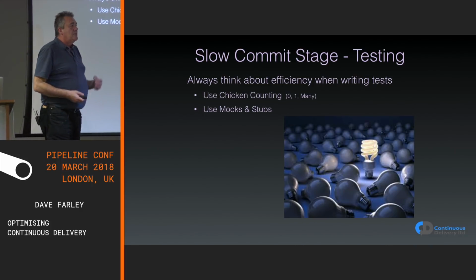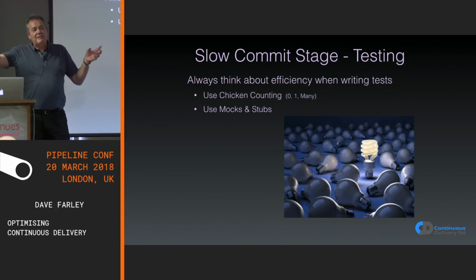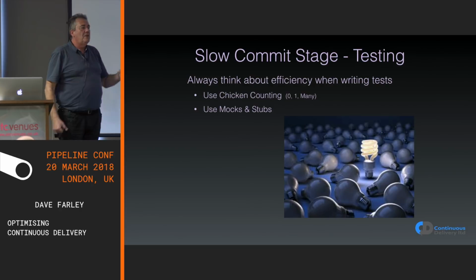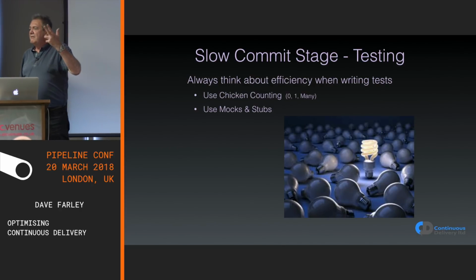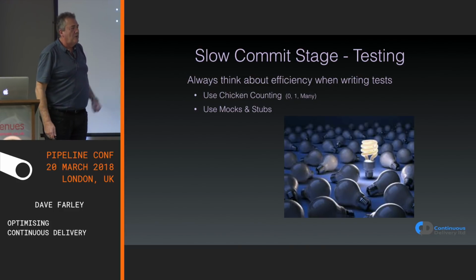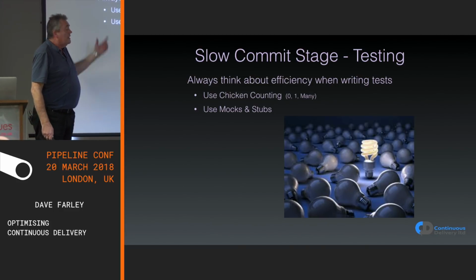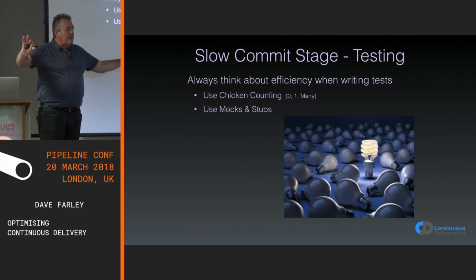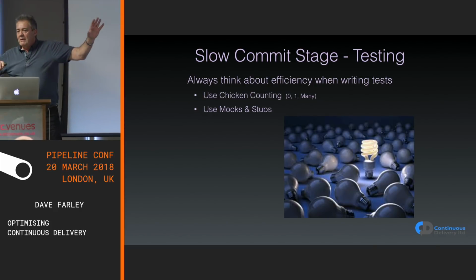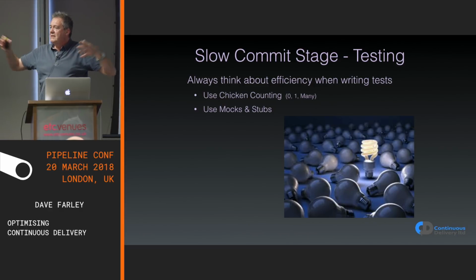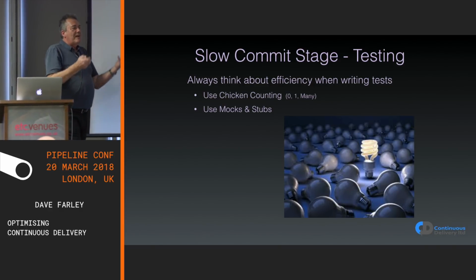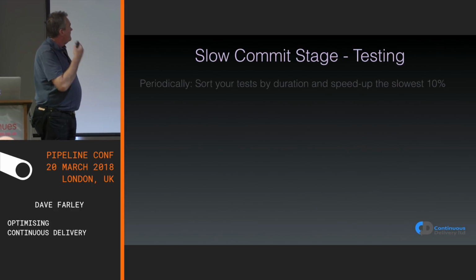Use chicken counting. Don't have tests that do thousands of iterations. 0, 1, or many. If you're iterating over a loop 3 times, that's enough to satisfy the 0, 1, or many criteria. Use mocks and stubs to fake out dependencies. Remember what I said before, never talk to the database or the network or anything else. Fake those things out while you're testing in the scope, testing these little abstract universes that you create.